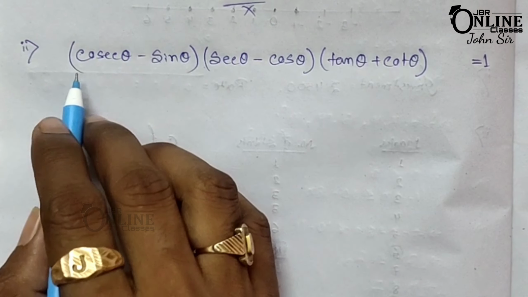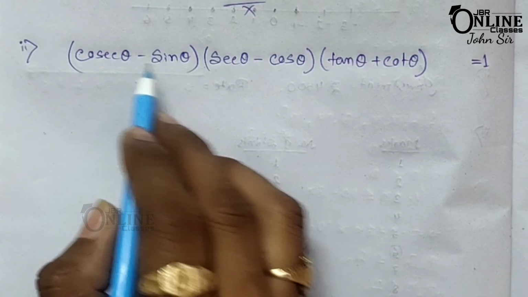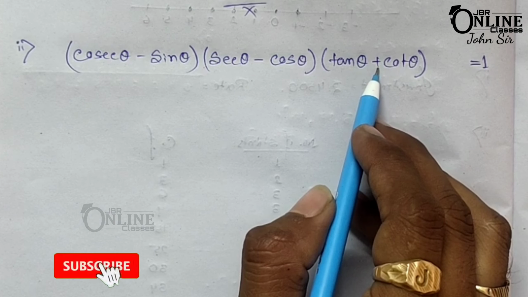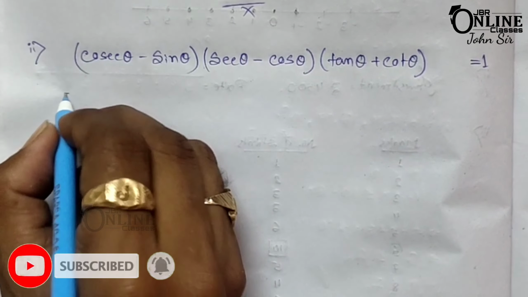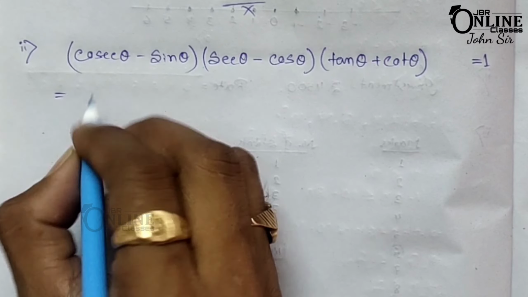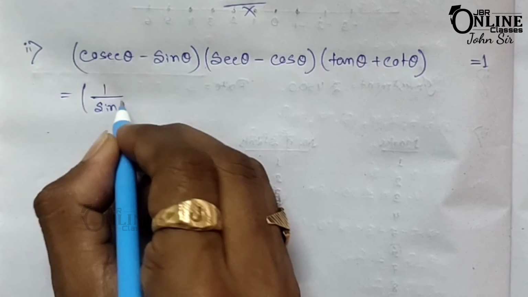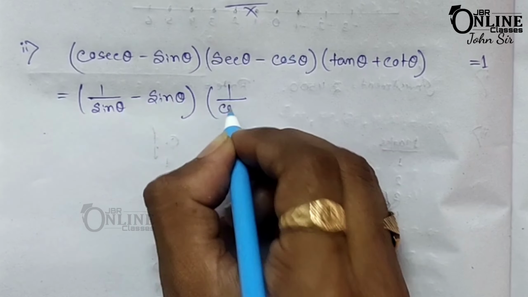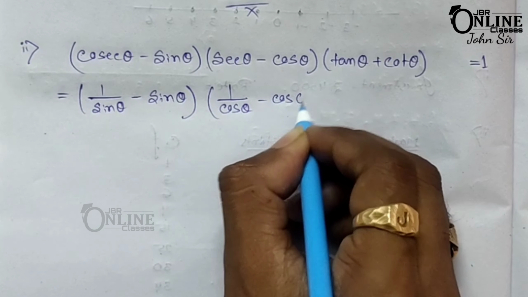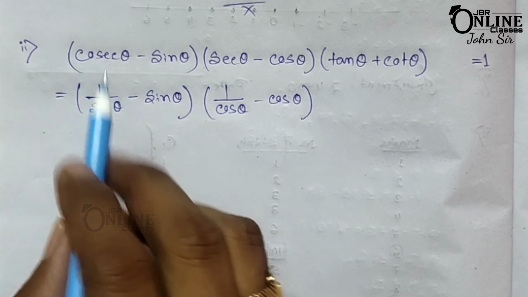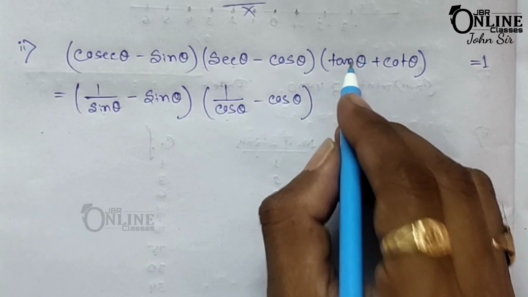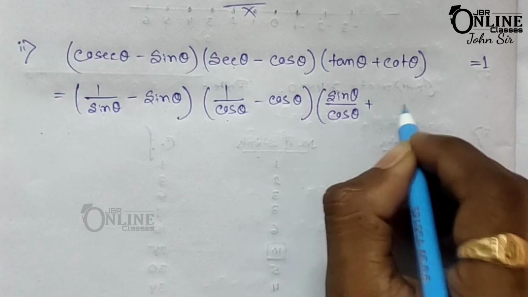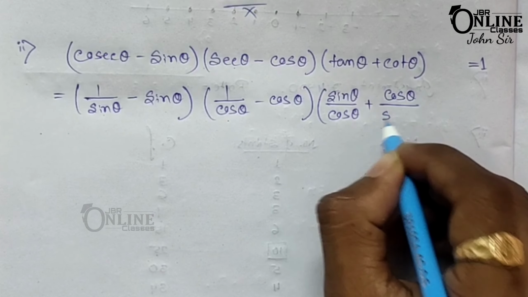Now sum number 2. Prove that cosec theta minus sin theta into sec theta minus cos theta into tan theta plus cot theta equals 1. Okay, so here cosec theta means 1 by sin theta, as cosec theta is the reciprocal of sin theta. Then sec theta means also 1 by cos theta. Okay, so cosec transforms into sin, sec also cos. Now here tan means sin theta by cos theta, and cot theta means the opposite of tan, that means cos theta by sin theta.